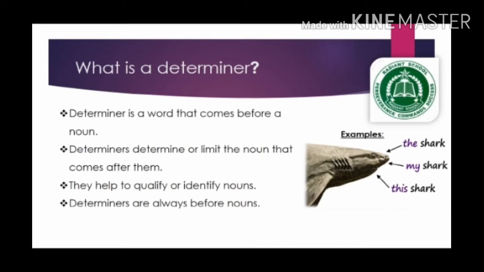Now, determiners help to qualify or identify the nouns. They tell us about the nouns. Determiners are always before nouns. Now this point hints towards the difference between determiners and adjectives, where adjectives can come after the nouns and before the nouns as well, whereas determiners can only come before the nouns.